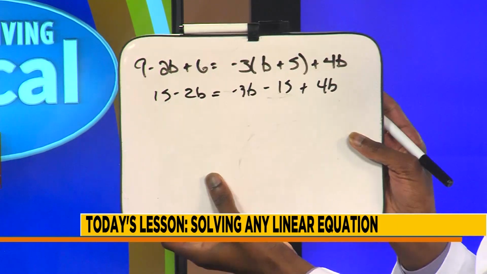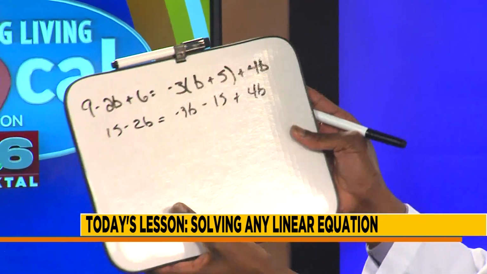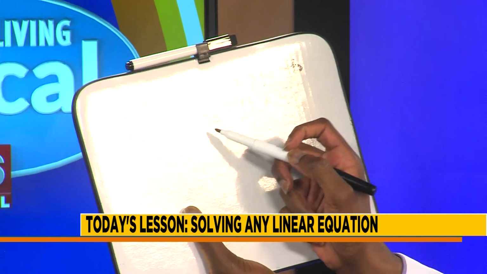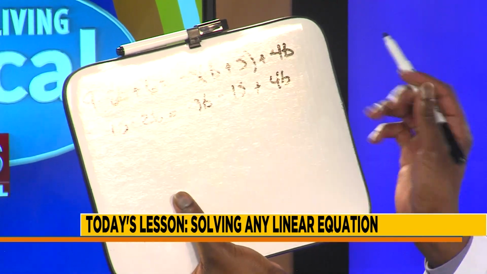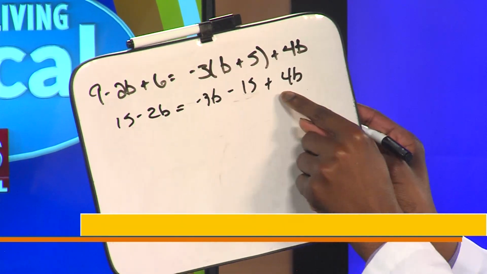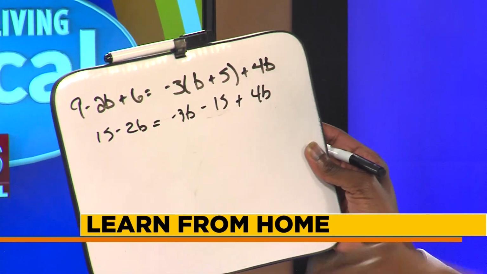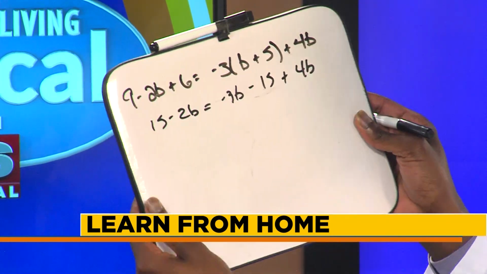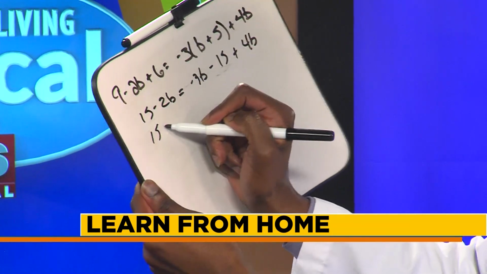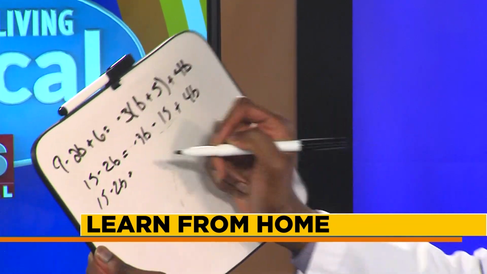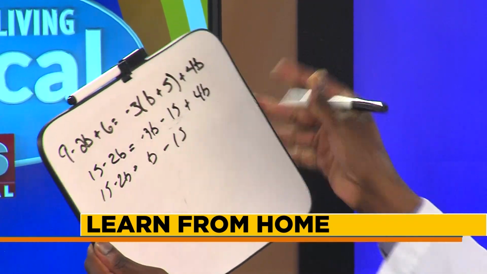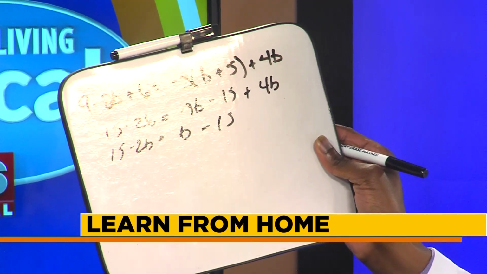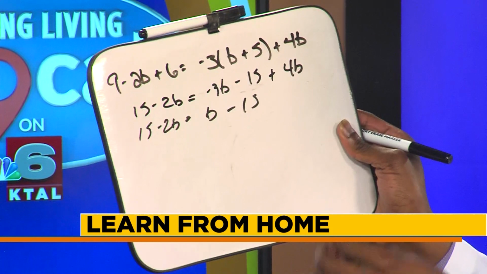All right, so we are right where we need to be. Everyone with me? Now I notice that on my right side, I do have like terms: this negative 3b and this positive 4b. A negative 3b plus a 4b is going to be 1b. And we don't write 1 in linear equations, we just use it as a standalone variable. So I'm just going to say b. I'm going to rewrite everything: 15 minus 2b equals b minus 15. All right, now I'm right where I need to be.